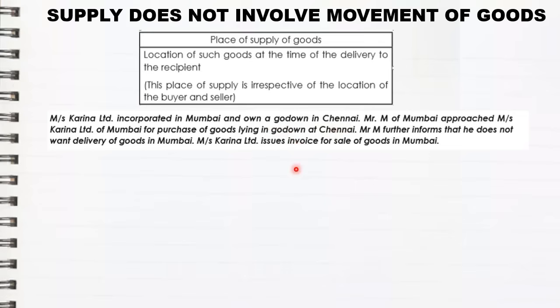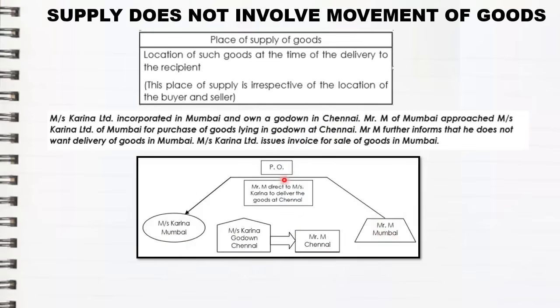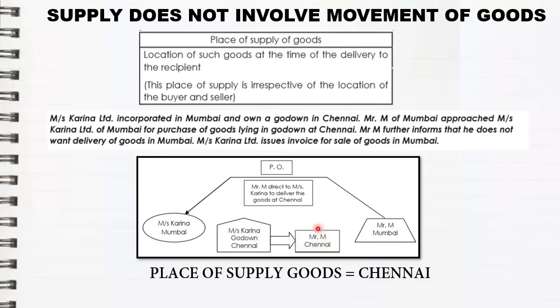So let us put this in a graphical form. Mr. M of Mumbai gave a purchase order to Karina Limited. Mr. M directs Karina to deliver the goods at Chennai itself. Karina Limited is incorporated in Mumbai but has a godown in Chennai. Mr. M from Mumbai informed Karina that he doesn't want the goods at Mumbai, but since Karina has the goods at Chennai, give them to him there itself. At that time, the place of supply will be nothing but Chennai. So in this particular example, the place of supply of goods will be Chennai, and at this place GST will be charged.